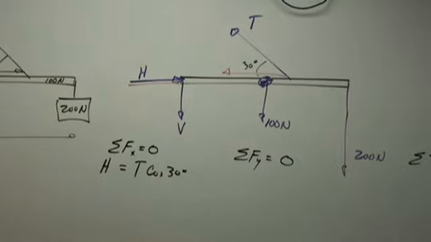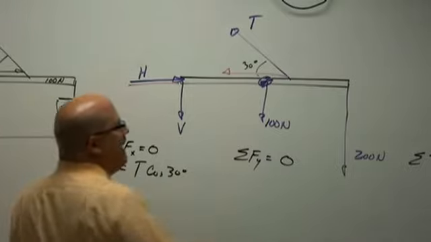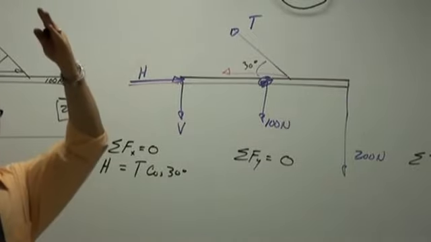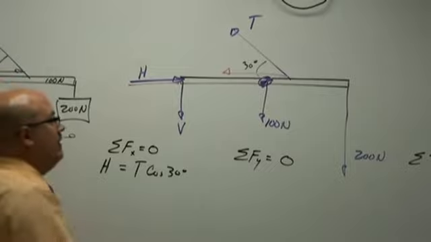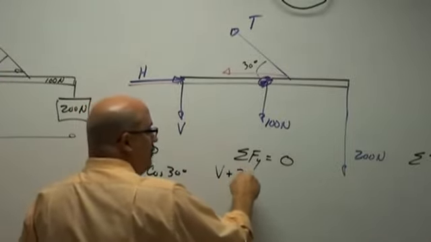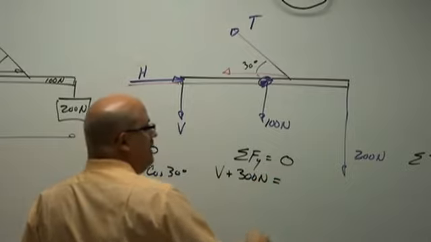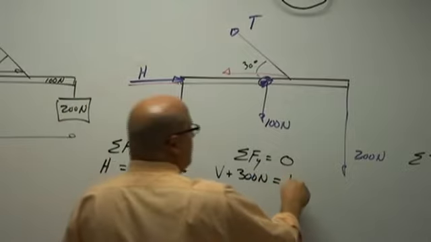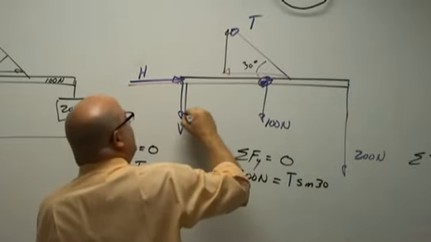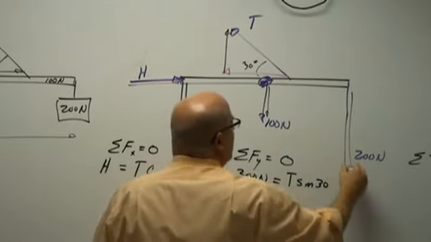Okay, let's do Y. What does Y look like? Vertical. All the ups must equal the downs, correct? So I got a bunch of downs. V plus 300 equals T sine 30, because there's my ups and my downs, right?